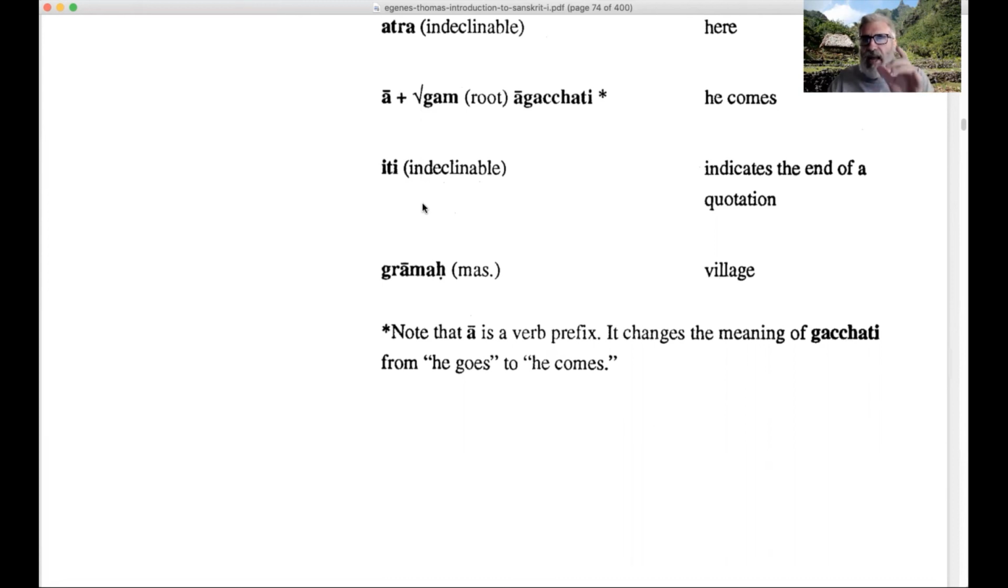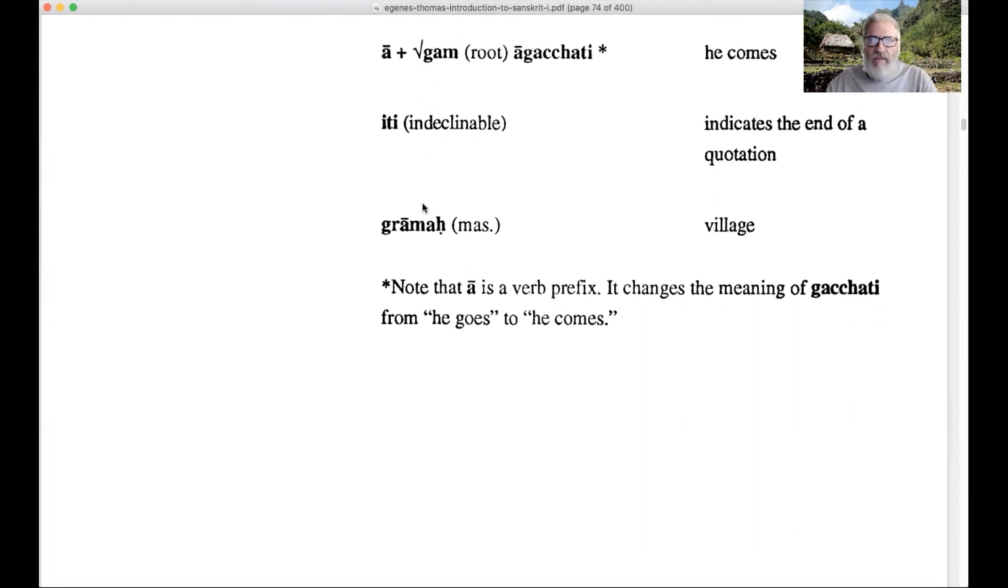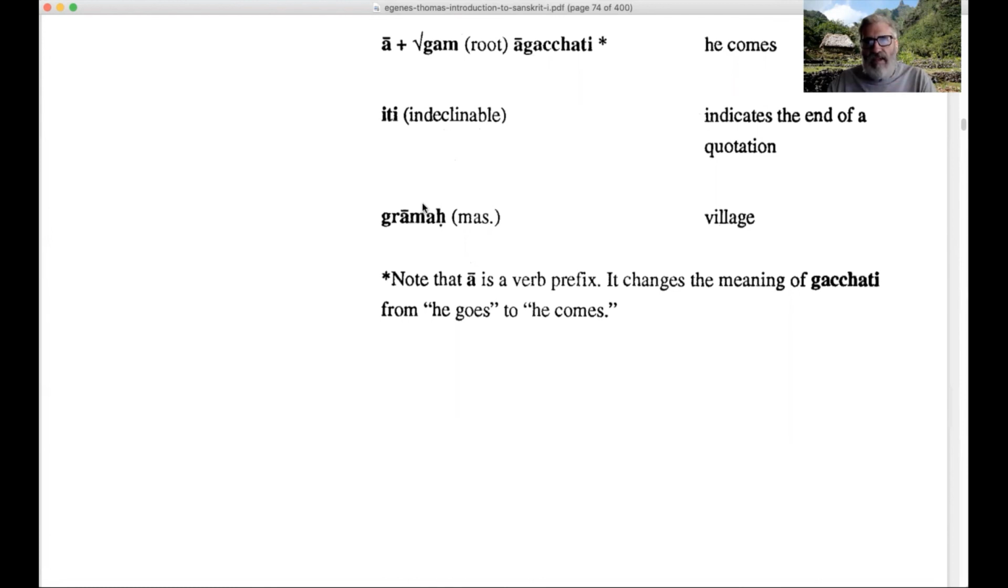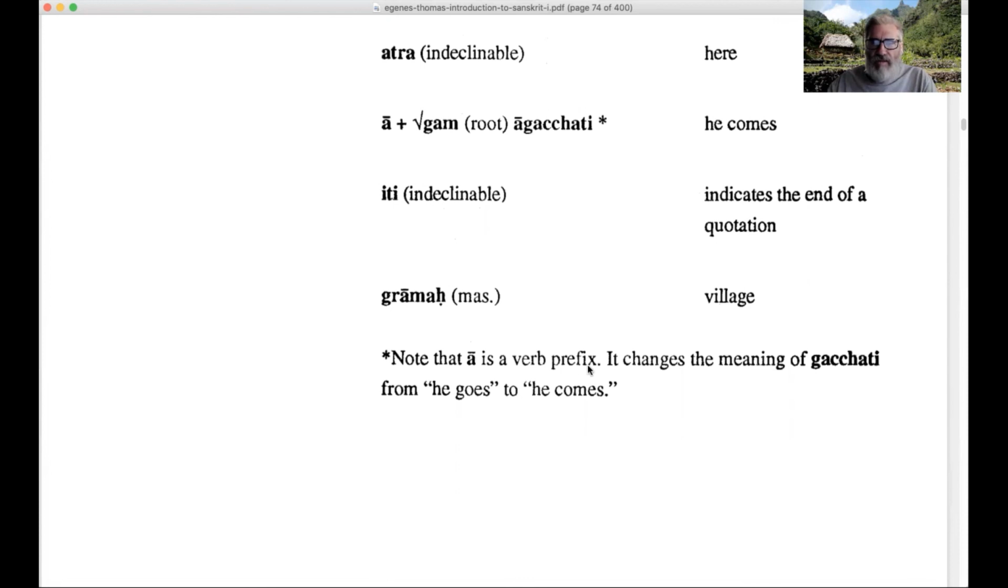Very easy. Indicates the end of a quotation. So when we see such and such, such and such, et, it means direct speech. There was a direct quotation. Right. Then we have gramaha. Gramaha means a village. Could mean a town or a village. Now, note that long A is a verbal prefix. Right. So it's a verbal prefix, this long A, that is attached to gam or gach. It changes the meaning of gachati from he goes to he comes. Good.